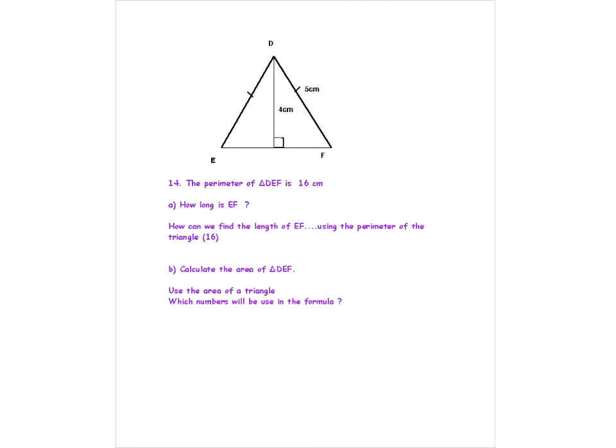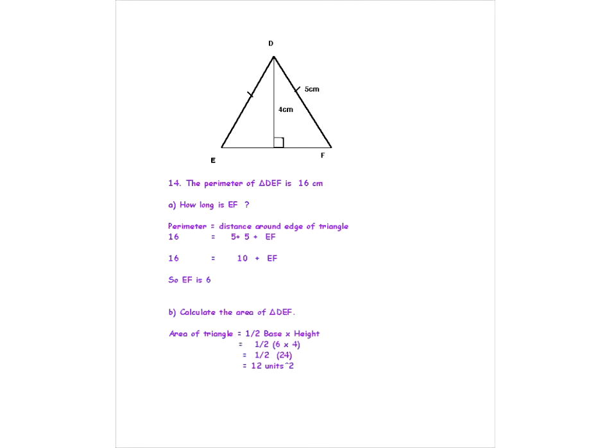Okay, so we've got a question here. It says the perimeter of this triangle DEF is 16. How long is EF? Well, we know the length of some of the sides. The length of the right side is 5 centimeters. And the left side has a hash mark, which tells us it's the same amount as the right side. So if we know that the perimeter, the total distance around the edge is 16, we can find the distance for EF. Let's see how we do it. Part B is going to be calculate the area of triangle DEF, and we'll see that in a sec.